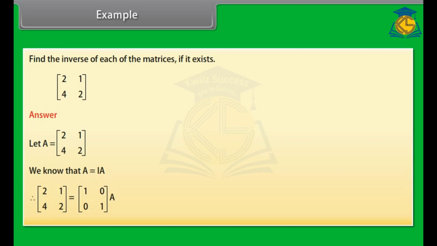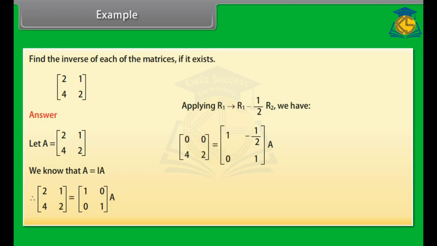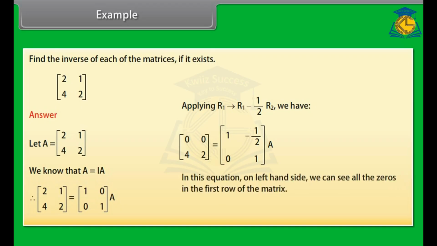Applying R1 changes to R1 minus 1/2 of R2, we have matrix row-wise first row 0, 0, second row 4, 2 is equal to row-wise first row 1, minus 1/2, second row 0, 1 into A. In this equation, on the left-hand side, we can see all zeros in the first row of the matrix. Therefore, A inverse does not exist.